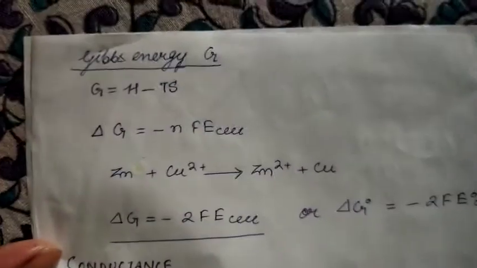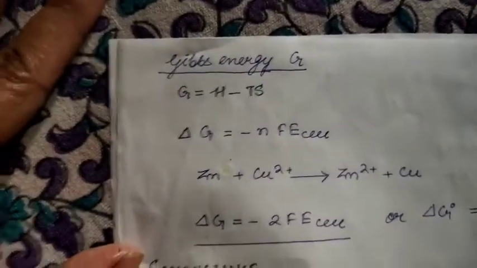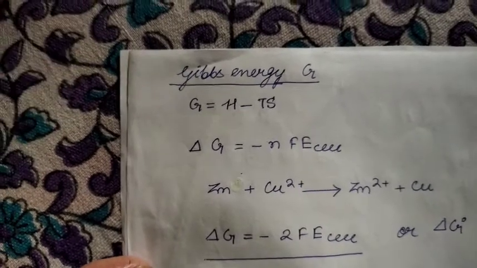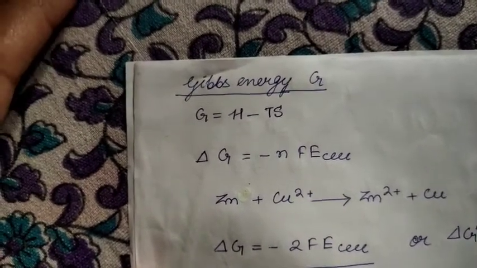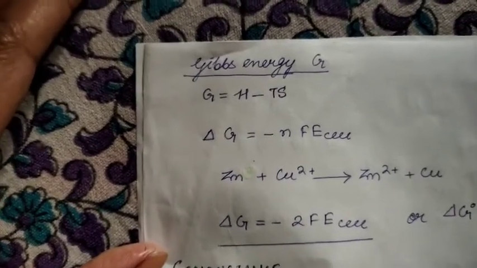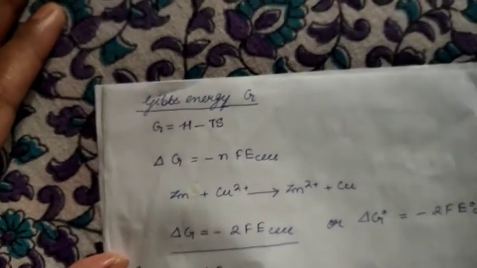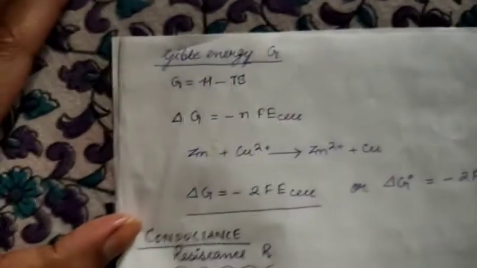Another important formula we'll get here after studying the Gibbs energy. If you can remember, we have studied the Gibbs energy in class 11. And what is Gibbs energy? It is an ability to do work by a system. It is the chemical energy that helps a system to do work, in simple terms.